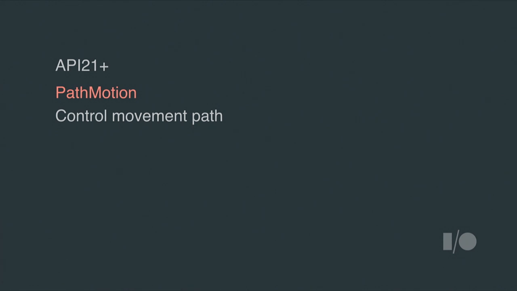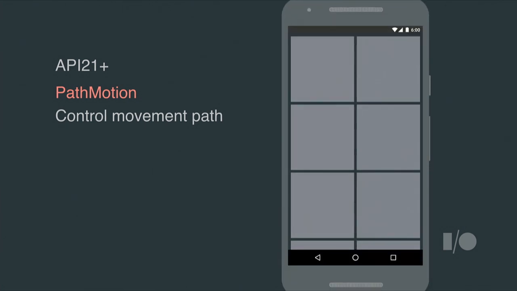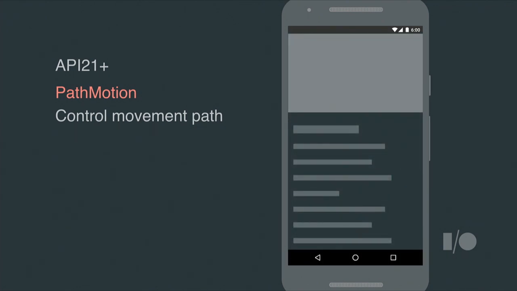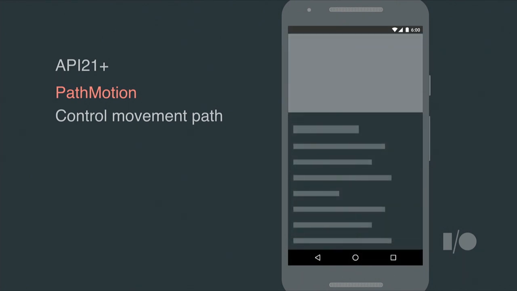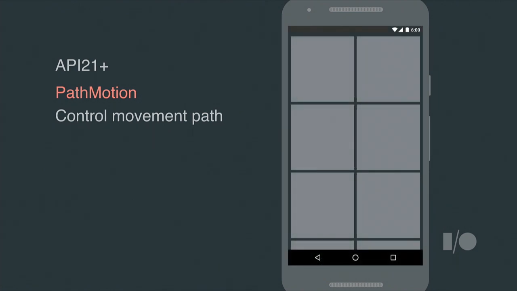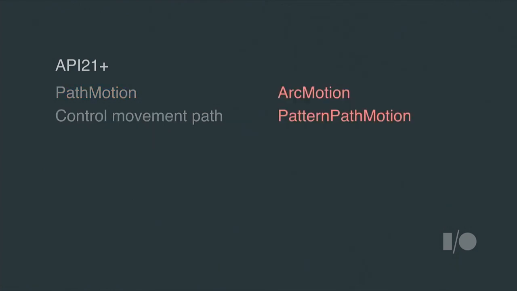The transitions object itself got some upgrades in 21. So firstly, it got this thing called path motion, which basically allows you to control the movement along a path. So here, for example, we're looking at a shared element transition, and we can control the path that it follows when it moves from one state to the other. Don't actually do this kind of horrible, loopy thing. This is exaggerated for effect. Please don't do that. The classes you'll probably want to look at when controlling the path are called arc motion and pattern path motion, and we'll return to those later.